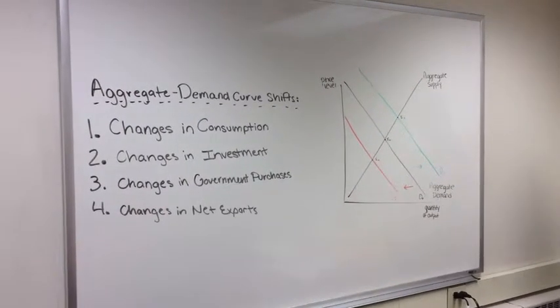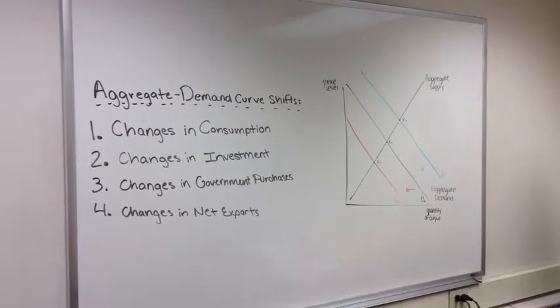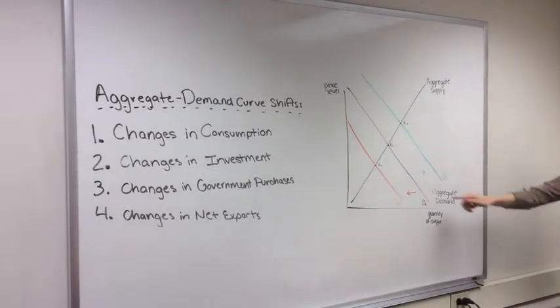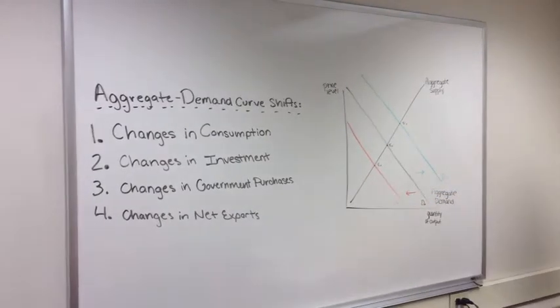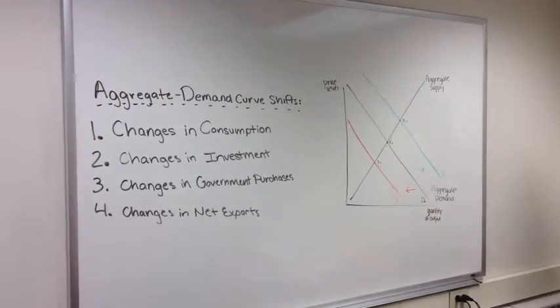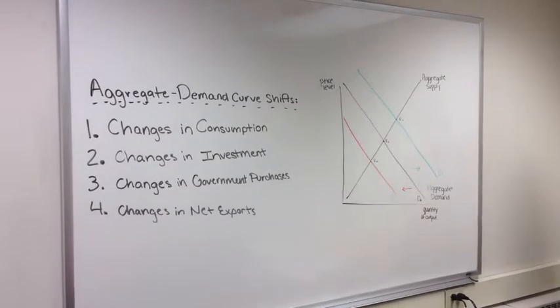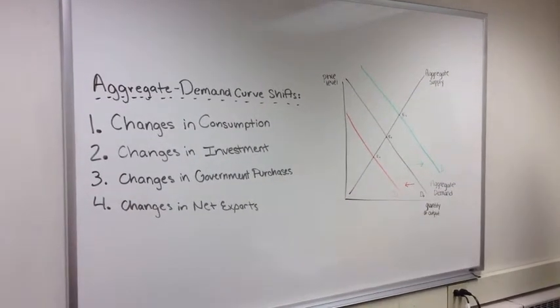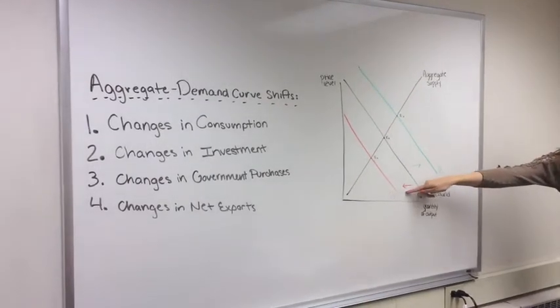When it comes to changes in government purchases, the aggregate demand curve would shift to the right if they purchased more streetlights, and shift to the left if they cut funding to streetlights. Finally, if there is a boom overseas for a product, such as American flags, the aggregate demand curve shifts to the right. But if no other country wants American flags, the aggregate demand curve would shift to the left.